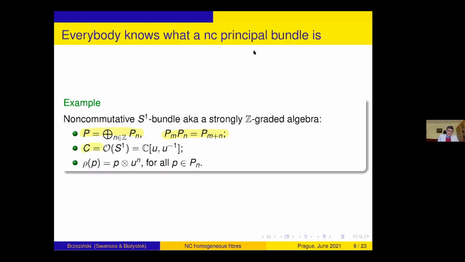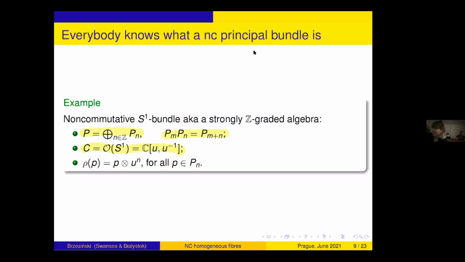We can take as just the coalgebra part of the algebra of functions on the unit circle, which is the same as taking the coalgebra of Laurent polynomials. So U and U inverse are group-like elements. I'm not really interested in the algebra structure here, so I'm just interested in U and U inverse.